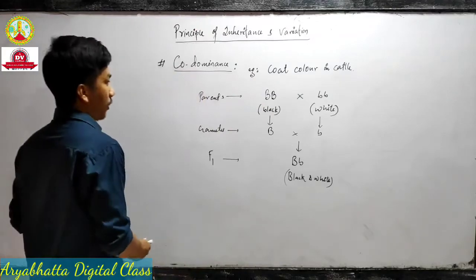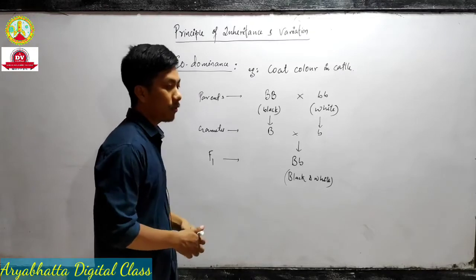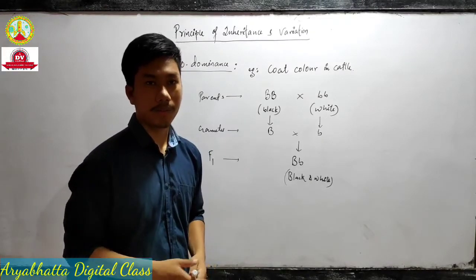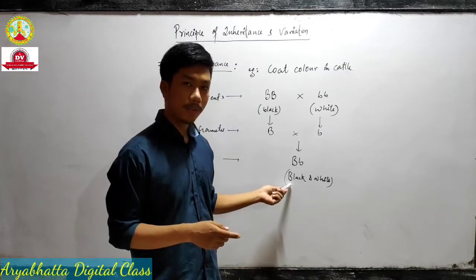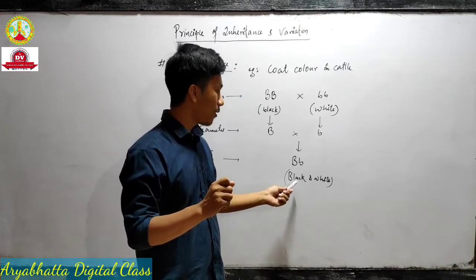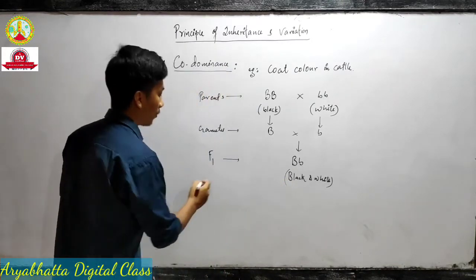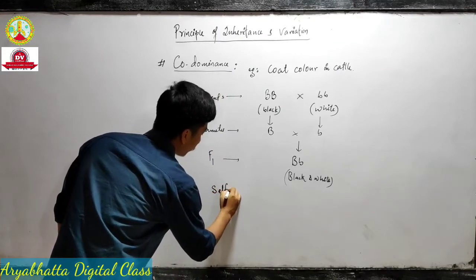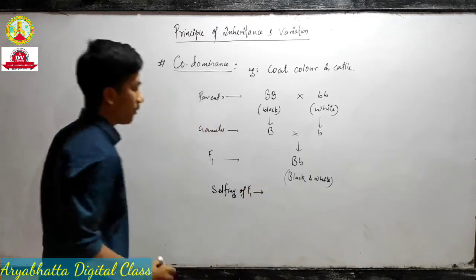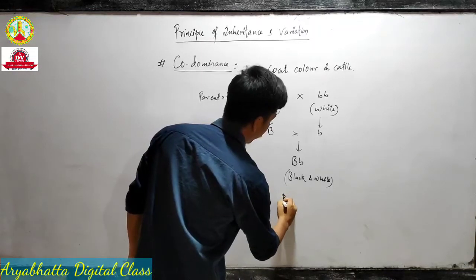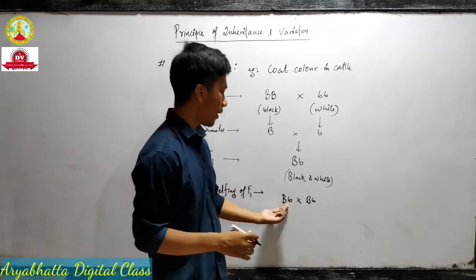Okay, the cross you have to show. That is important. So F1 we get. If we need to find out the phenotype as well as genotype ratio, what do we have to do? We have to do selfing. Selfing means crossing the F1 progeny with the same parents. That means we will cross black and white again with black and white, same parents. So selfing of F1. Assume that this one is male, this one is female.